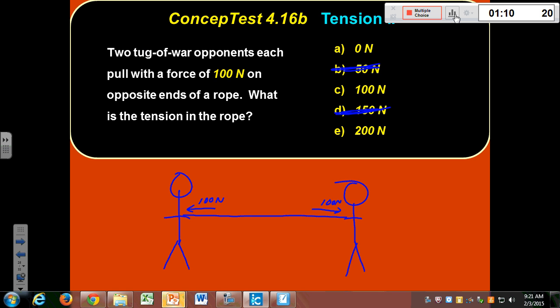Everybody's sort of falling on either 0, 100, or 200. All of which are good answers, right? So what you want to ask yourself is, how is this different from the previous question? How is this different from where I have a guy pulling on a rope that's attached to a tree? Or is it different? Is this scenario different from tying the rope to a tree and pulling on it with 100 newtons? I'm going to stop at 150. Just a few more seconds. Just decide on your answer.